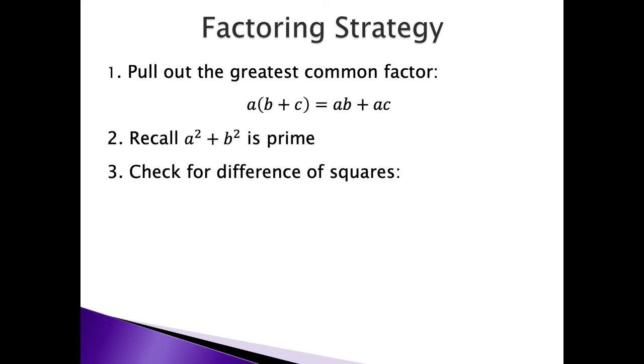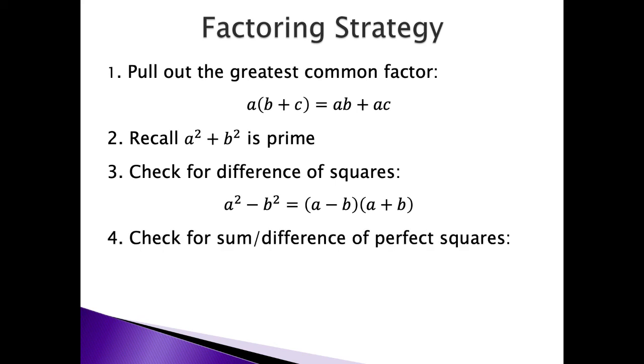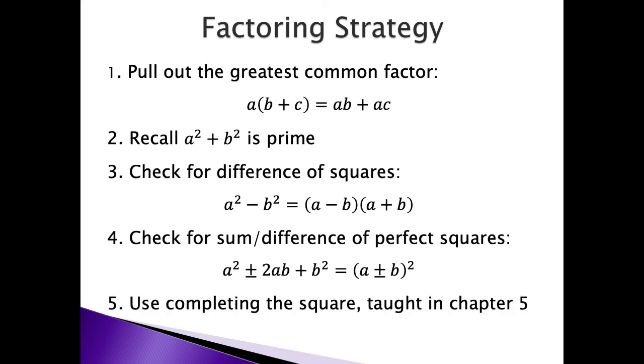Third thing is check for difference of squares. Okay, so if I have a squared minus b squared, then that factors into a minus b times a plus b. The fourth thing is check for sum and difference of perfect squares. So if I have a squared plus or minus 2ab plus b squared, then that's going to be a plus or minus b squared. And the last thing is to use completing the square. This will be taught in chapter 5/6.